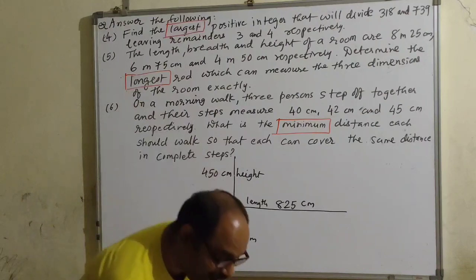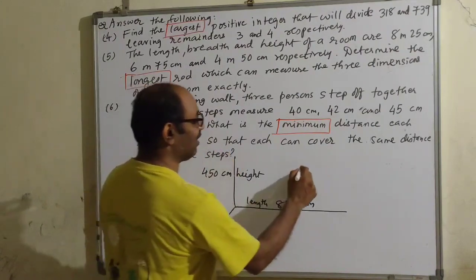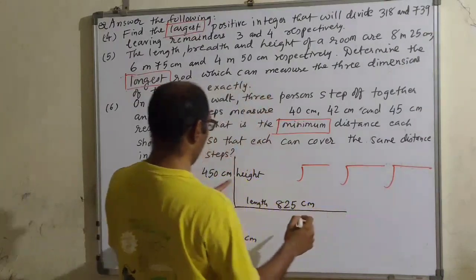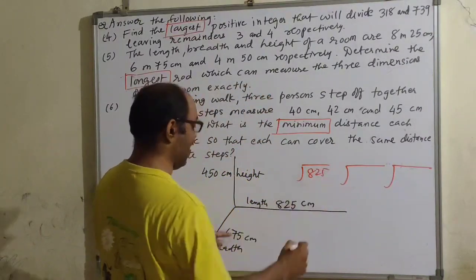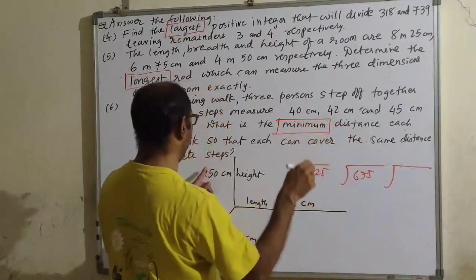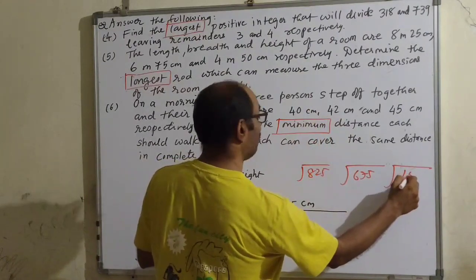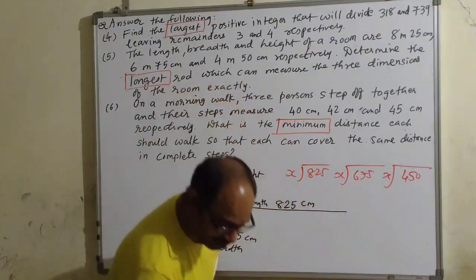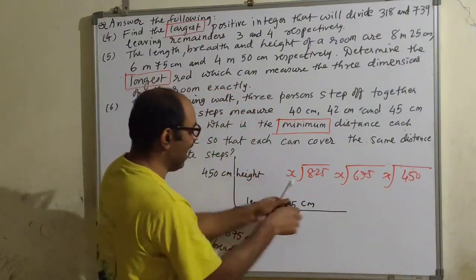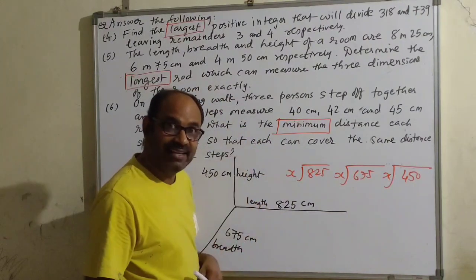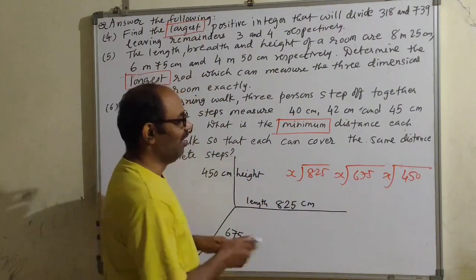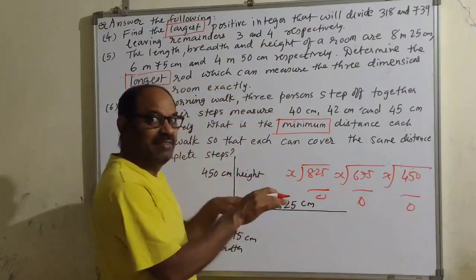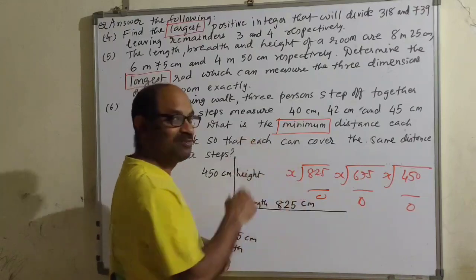So what is the concept? Length 825, breadth 675 centimeter and height 450, divide by the length of that rod. The length of the rod will not change. The length of the rod will be the same in measuring length, breadth and height. Are you getting me? Leaving remainder 0 each time. Exactly divisible, so leaving remainder 0. So this is one situation.